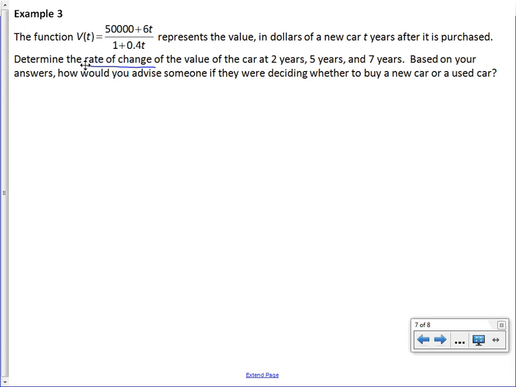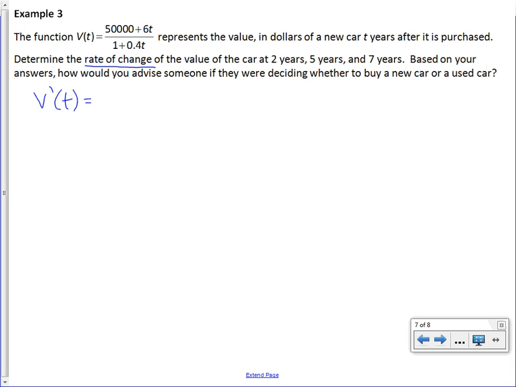So that's where the second part of this unit is going to really focus on, is the rates of change part. The fact that when you find derivatives, you're finding rates of change. So if v at t is this, v prime at t is going to be the rate of change of the value of the car per year. So I'm finding an expression that's going to output rates of change of the value of the car per year. So let's do it.